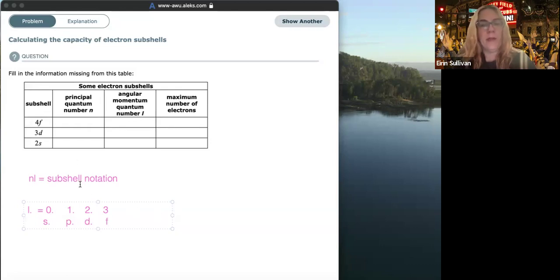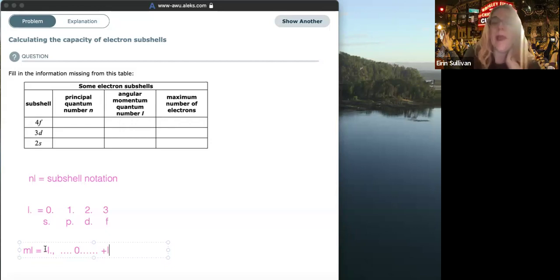Okay, so then you also have to recognize what the rules are for ml, and ml goes between minus l, all integer values through 0, all integer values up to plus l. Depending on how many possible values you have for ml, that will tell you how many degenerate orbitals you have for a particular subshell. Remember, degenerate means the same energy. It's sometimes called multiplicity, the number of orbitals you have within a subshell.